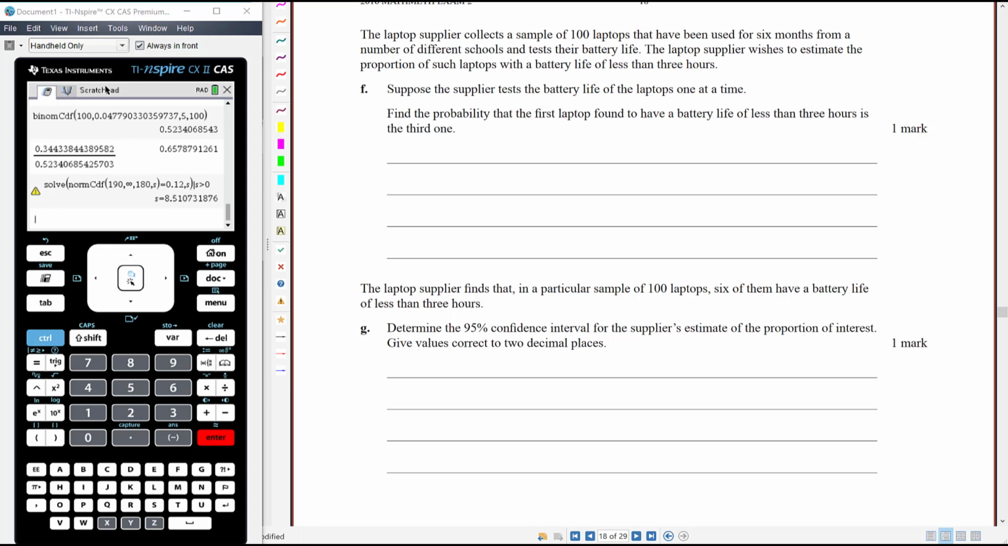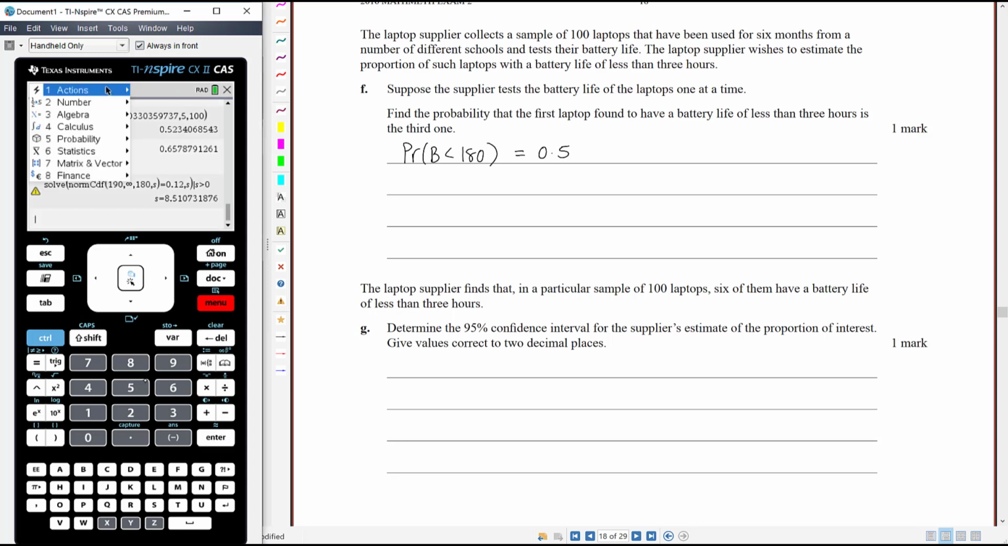Okay, suppose the supplier tests the battery life of the laptops one at a time. Find the probability that the first laptop found to have a battery life of less than 3 hours is the third one. Okay, so these are the laptops that are 6 months old. So the probability that a laptop has a battery life of less than 3 hours, less than 180. Well, 180 was the mean, and so that's 0.5.